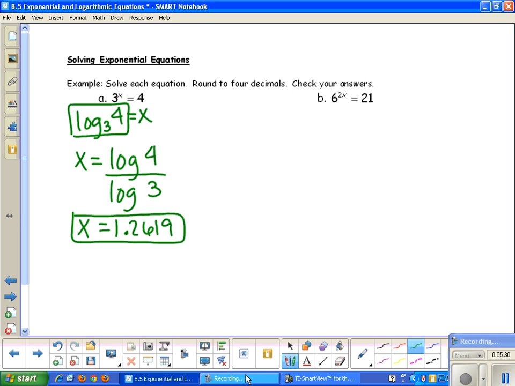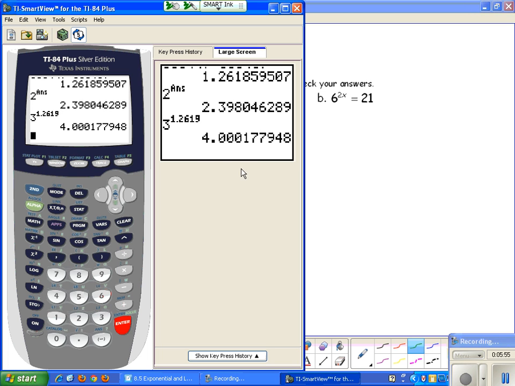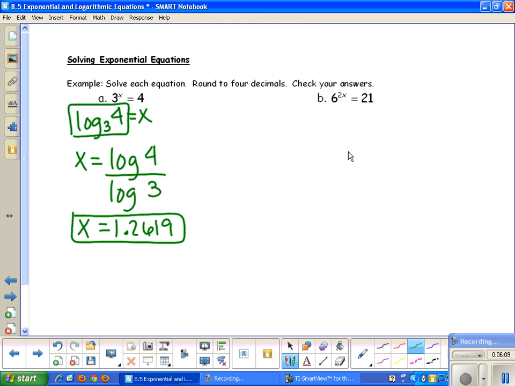Now these answers are easy to check because we can just plug this in for x to see if it's equal to 4. So if I go back to my calculator, I do 3 to the answer I just got, oh my goodness, 3 to the 1.2619. Notice we get 4. Now, this one has rounding error because I didn't use the whole answer. I rounded to 4 decimal places, so that's why it's not exactly equal to 4. Had I used my answer from before, I would have gotten exactly 4.